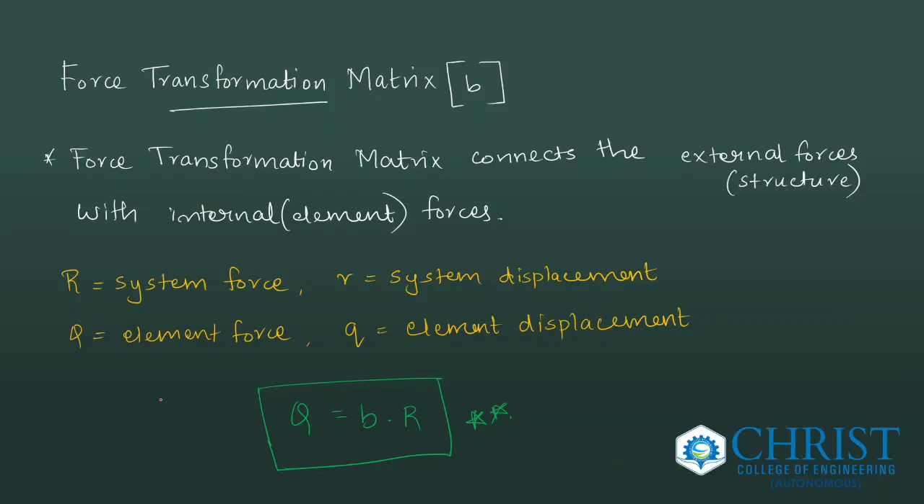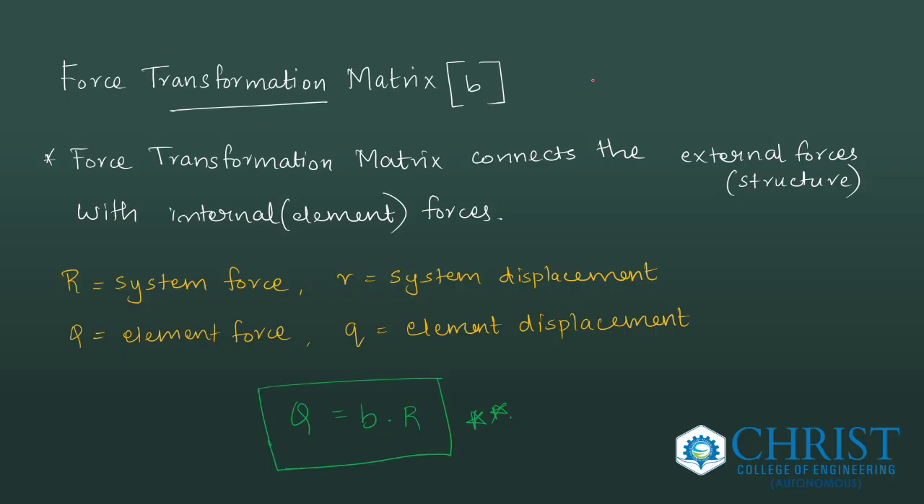Welcome to a new lecture on flexibility matrix method. Today we are going to discuss the force transformation matrix, small letter b. It is a matrix connecting the external forces with the internal forces. External forces means structural level approach, that is structural forces, with the internal forces meaning element forces.